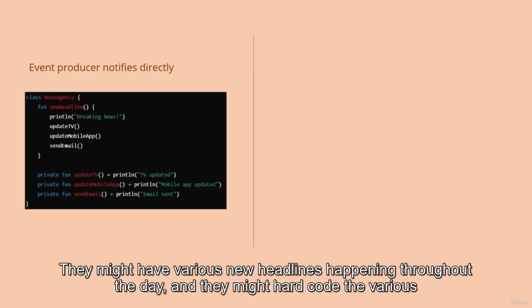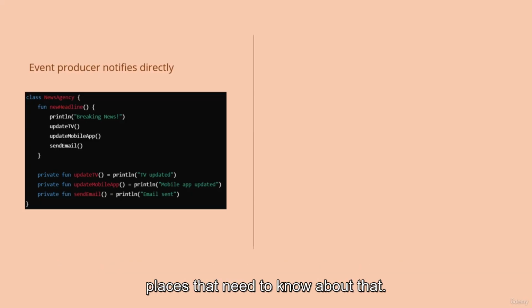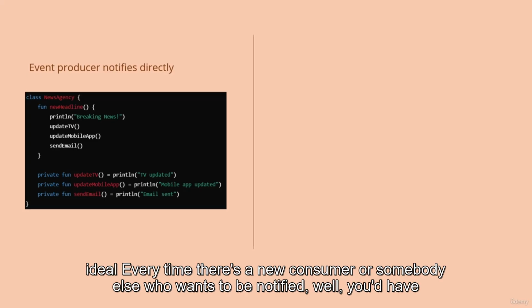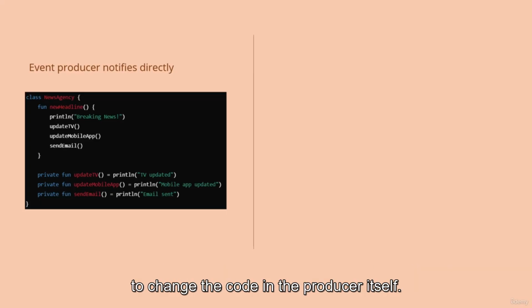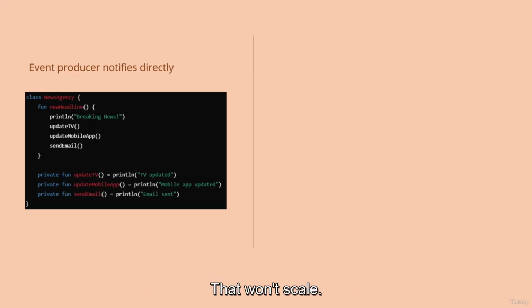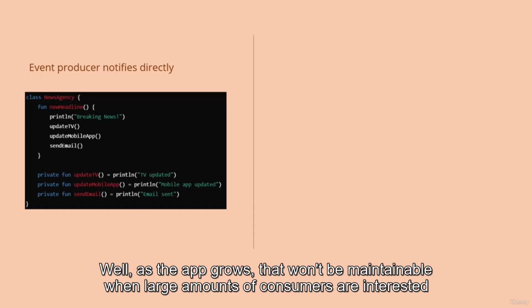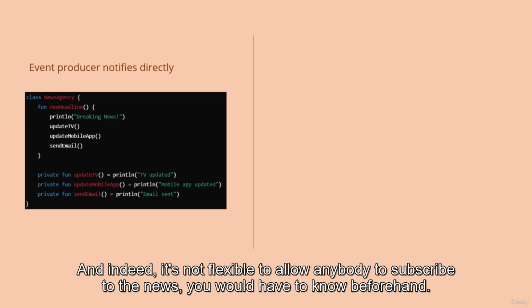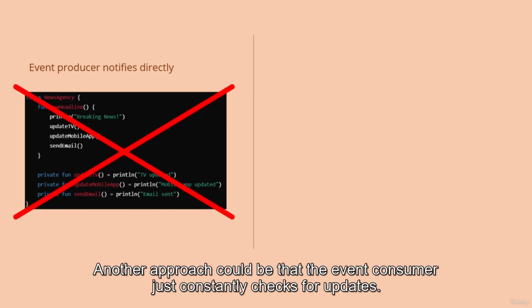Imagine your news agency. They might have various new headlines happening throughout the day, and they might hard code the various places that need to know about that. Update the TV, update mobile app, send an email. And while this would be reliable in getting the updates to all the people who care about it, it's not ideal. Every time there's a new consumer or somebody else who wants to be notified, you'd have to change the code in the producer itself. That won't scale well as the app grows. That won't be maintainable when large amounts of consumers are interested in this. And indeed, it's not flexible to allow anybody to subscribe to the news. You would have to know beforehand. So that's no good.